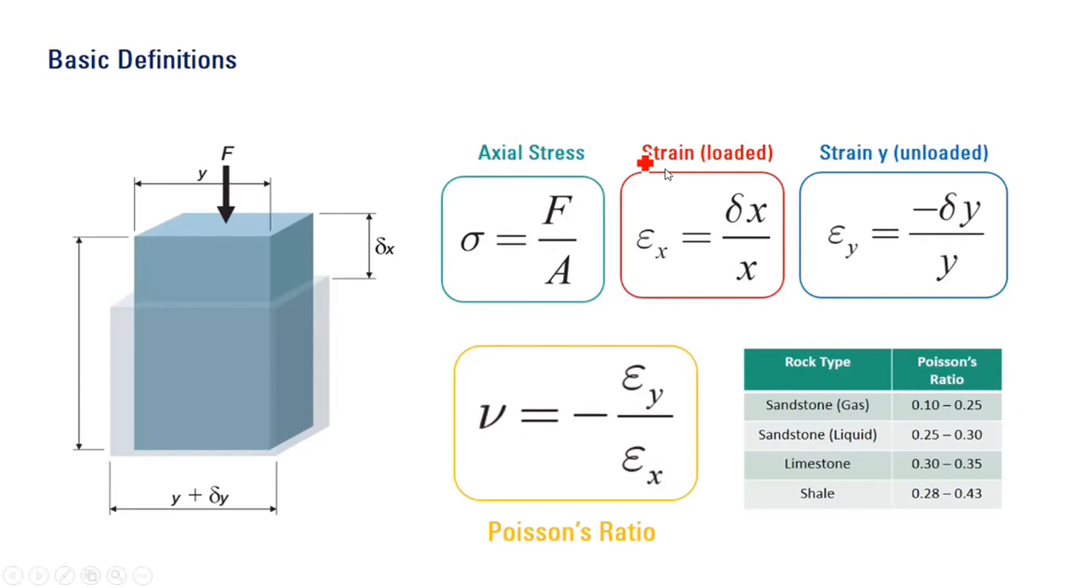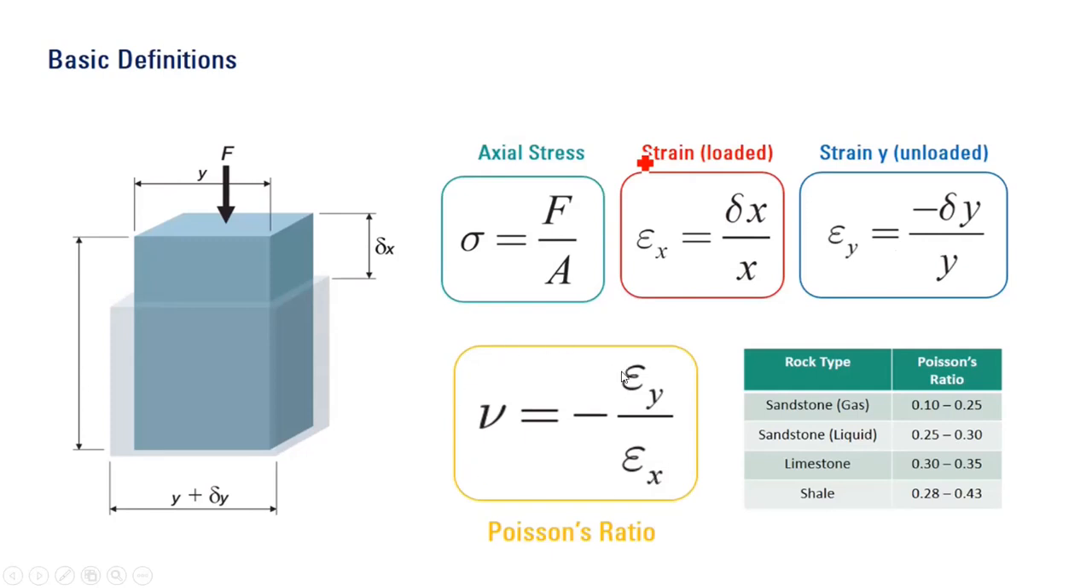Then we have strain. We have strain in the x direction, and then we have strain in the y direction. The strain is the change in the length divided by the original length. Then for the strain in the y direction, it is the change in the y direction divided by the original length in the y direction.